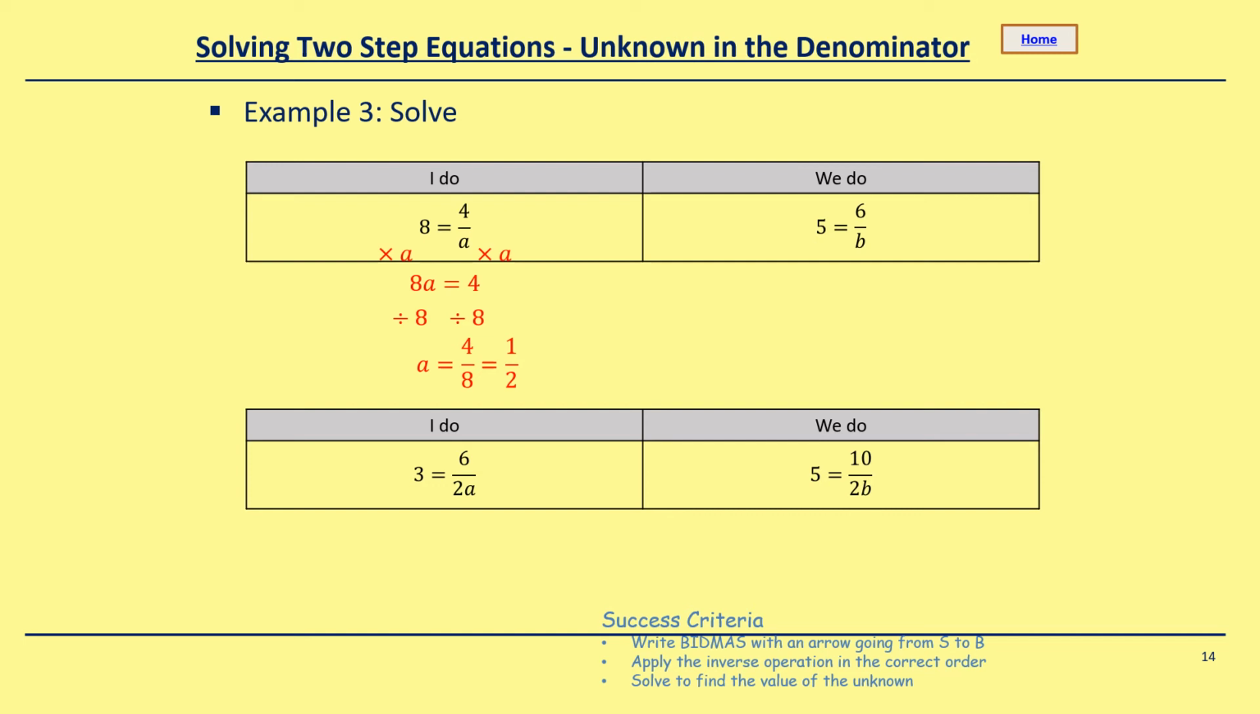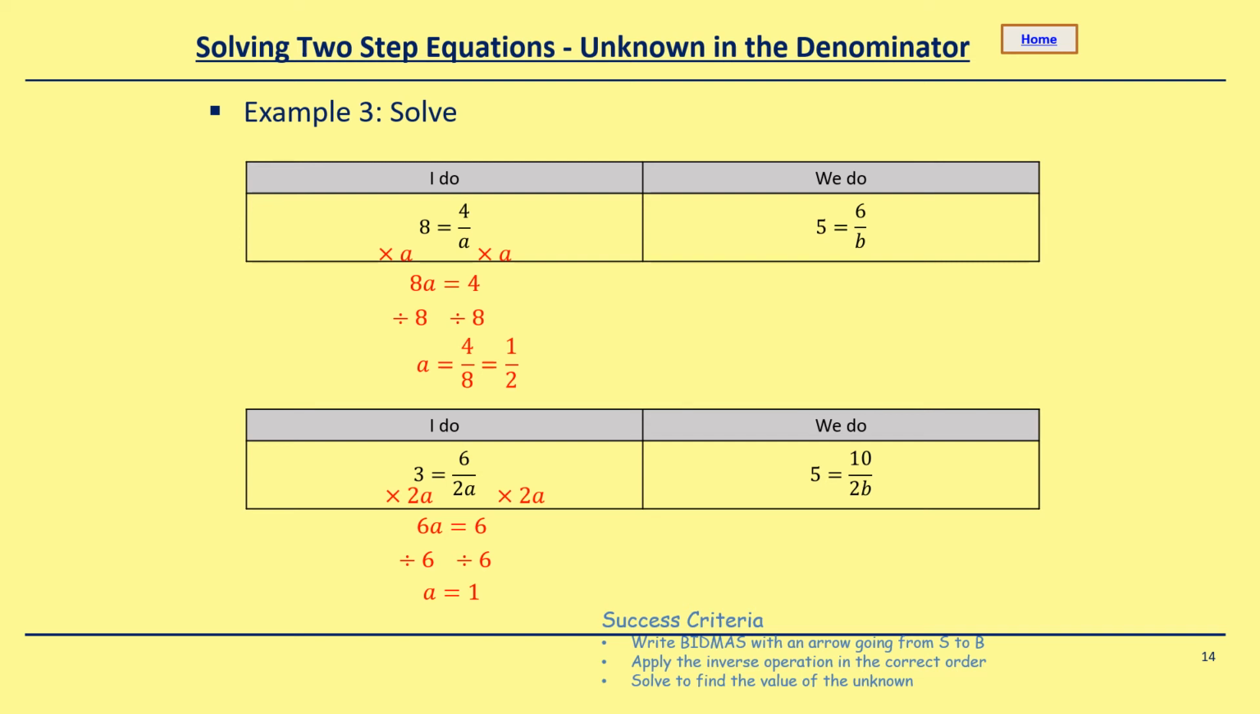3 equals 6 over 2a. This looks a bit more complicated, but we don't have to multiply by 2 and then multiply by a. We can multiply by 2a in one go. So I'm going to multiply both left hand side and right hand side by 2a. So what is 3 times 2a? It's 6a, and that gives you 6 on its own. If I divide by 6, that tells me that a equals 1. And if we substitute a equals 1 back into 6 over 2a, we've got 6 over 2, which is 3.